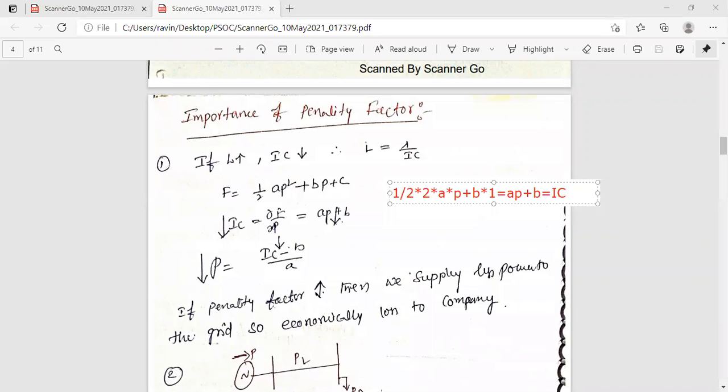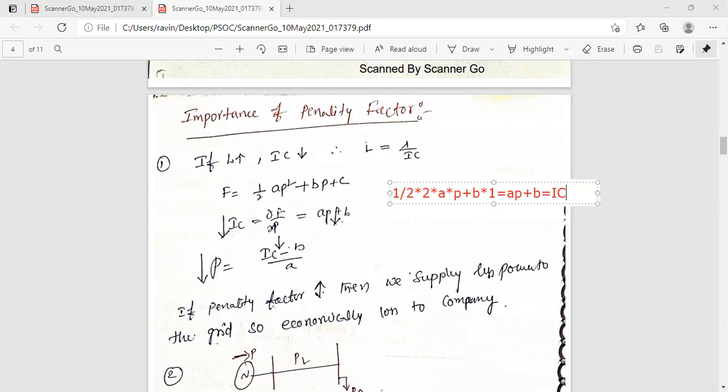If IC decreases, what is the value of power? Obviously it decreases, since they are directly proportional. IC decreases, power decreases, so we are giving very little supply to the grid.